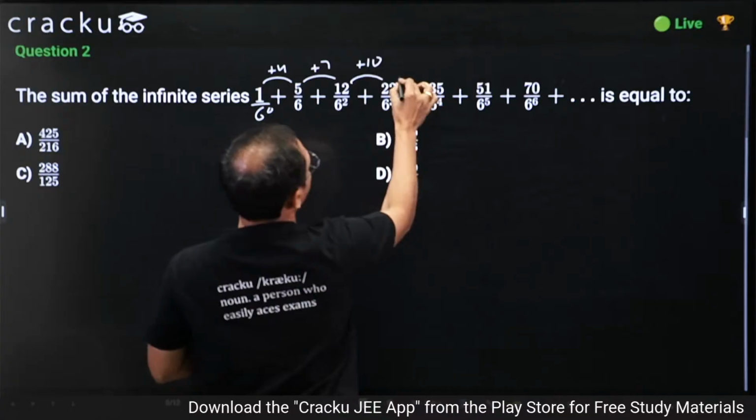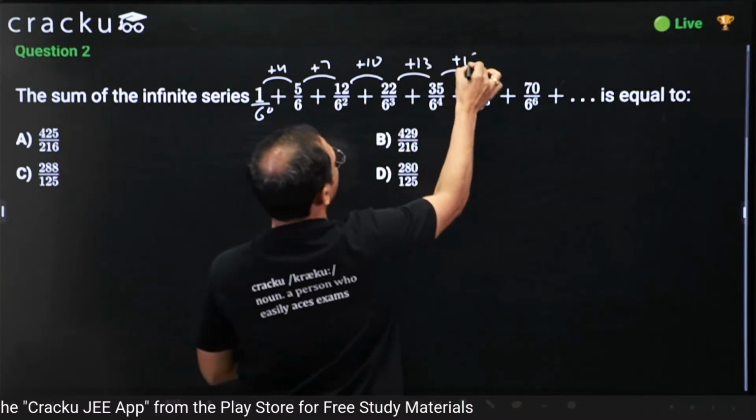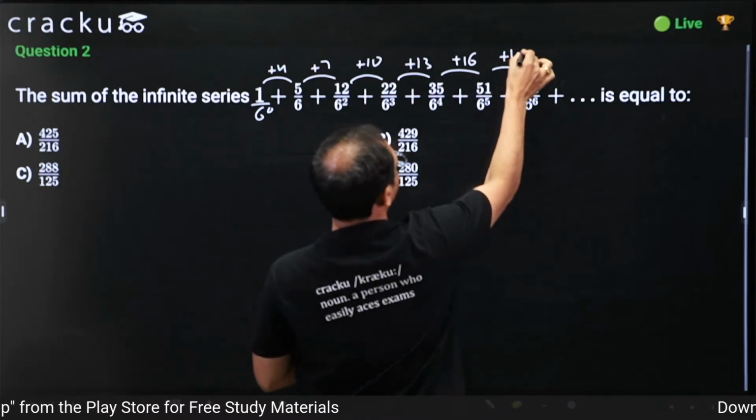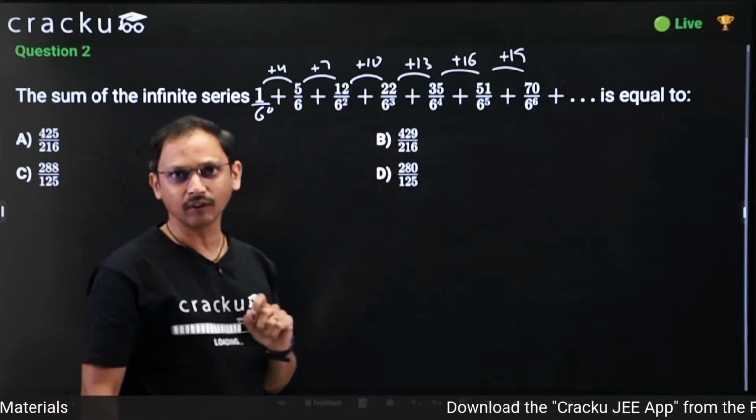Here, I have 10, 13, 16, 19, and so on. The difference is not constant, so the numerators are not forming an AP.